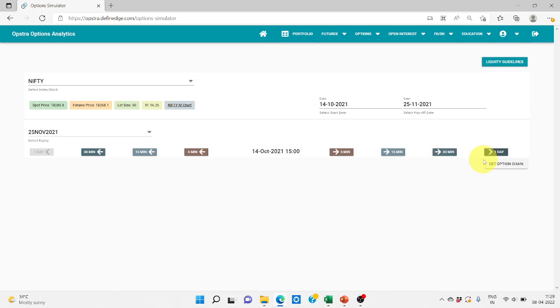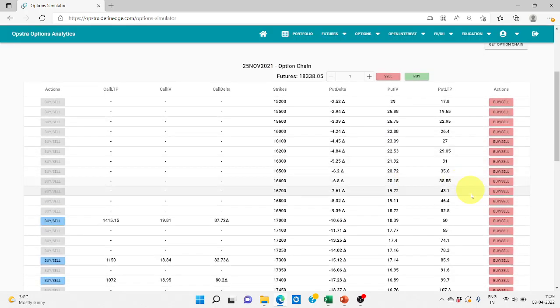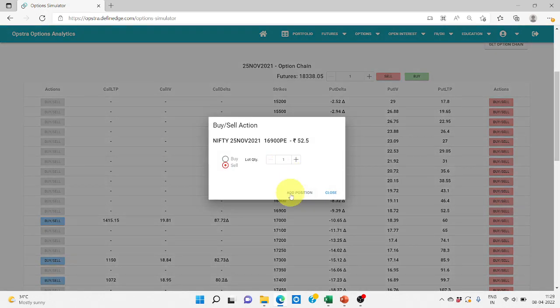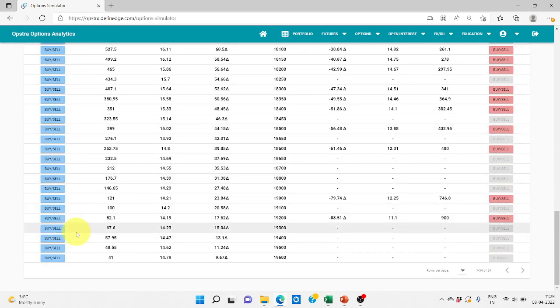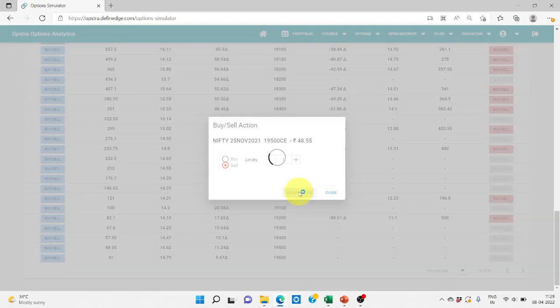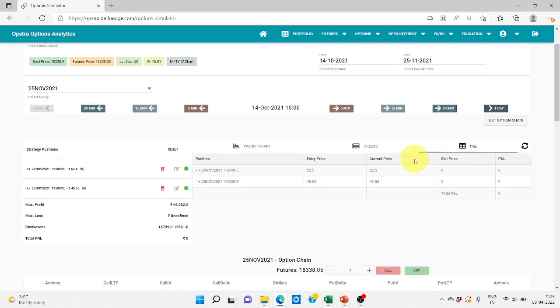At 3 p.m., 50 rupees is the premium. We didn't get at 50, so 52 is fine. Similarly for the call side, we're getting at 48, that is also fine. Now let's see how it goes.